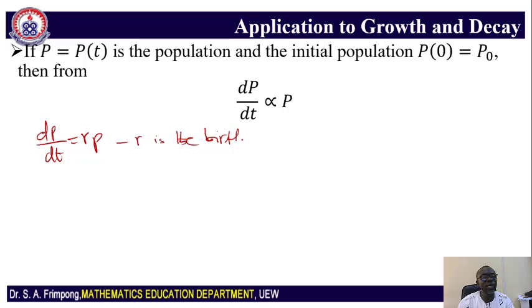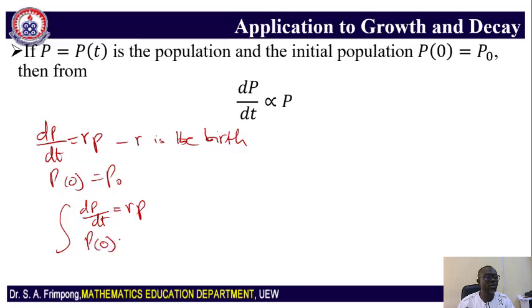In fact, we want to look at a very simple case of just the birth rate being the only factor. We want to look at it from that point of view. So R is the birth rate, and with the initial population P(0) equal to P naught, we are going to have the IVP dP/dt equal to RP, with P(0) equal to P naught. So with this, we can solve the population model.